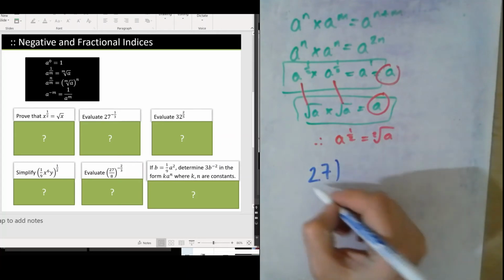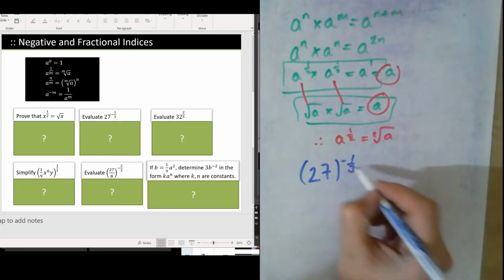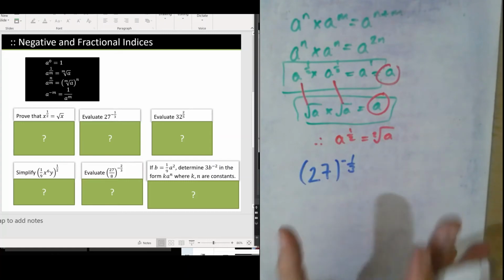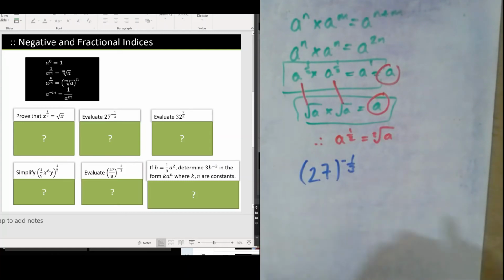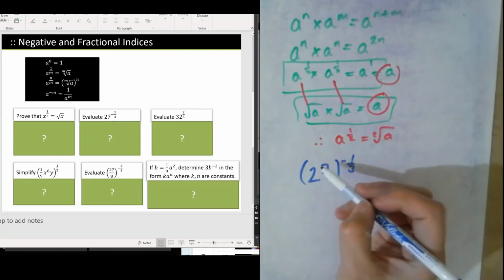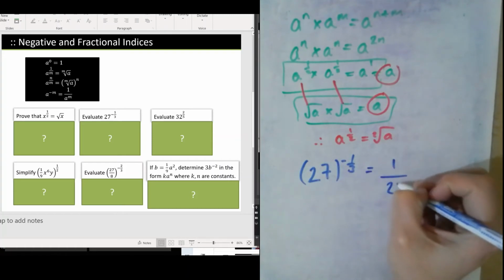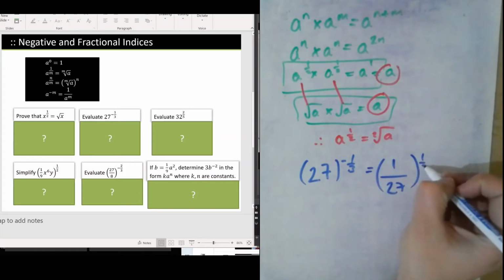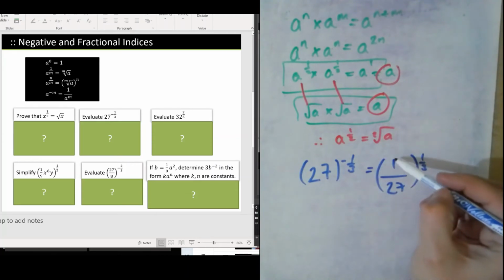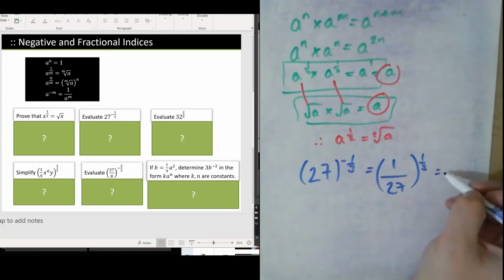Okay, so we have 27 to the power of negative a third. The first thing you want to do is always get rid of that negative. You don't really want to be working with negatives. So I've got to do the reciprocal of this first of all. So 1 over 27, and then it's going to be to the power of a third. So the cube root of 1 is just 1, and the cube root of 27 is 3. If you're not aware of the cube root of 27, you can always use your calculator in order to find it out.